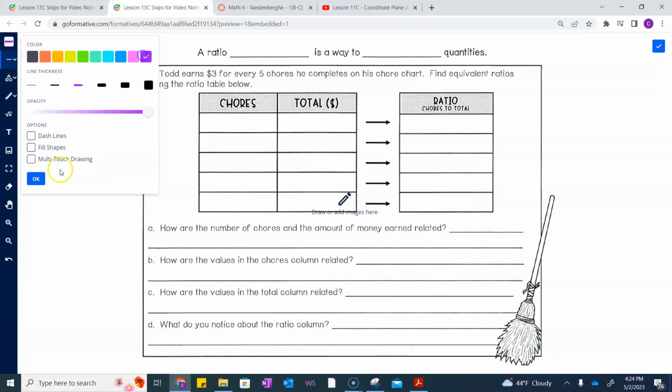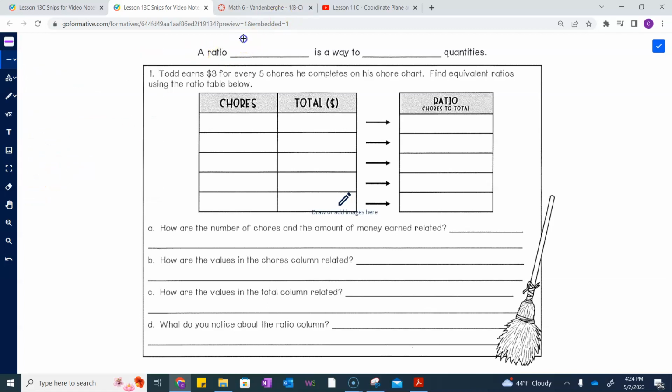So first thing we're going to discuss is what a ratio table is. So a ratio table is a way to compare quantities. A table is used to organize information and make it much easier to analyze and compare the quantities. So in our first problem, we're going to learn how to put these ratios into a table.